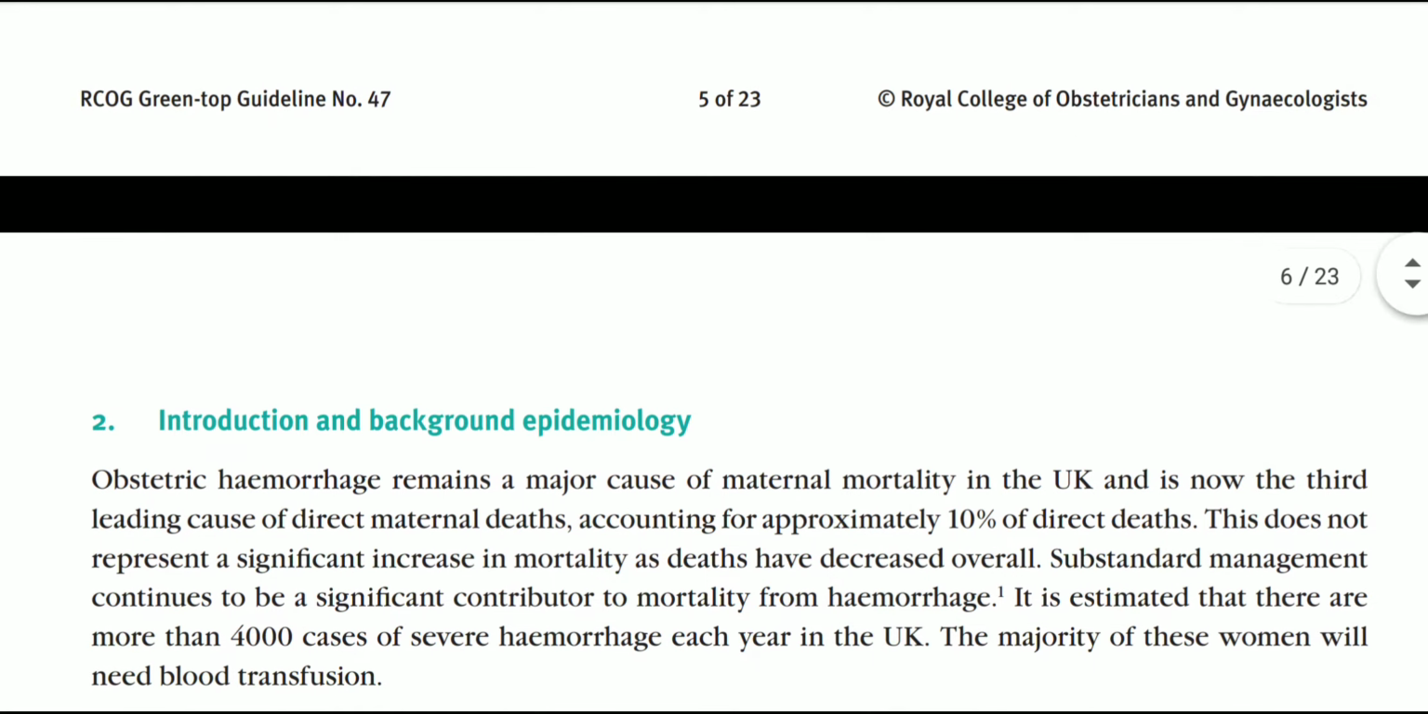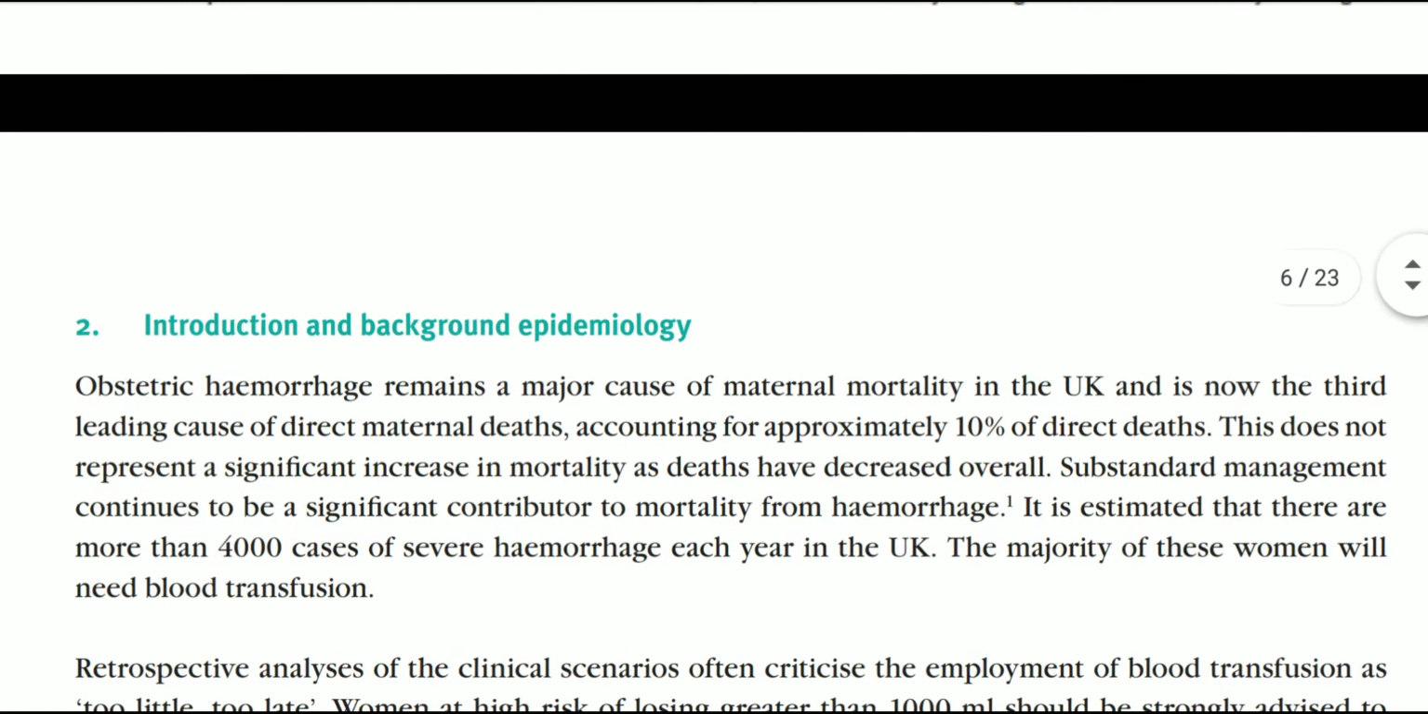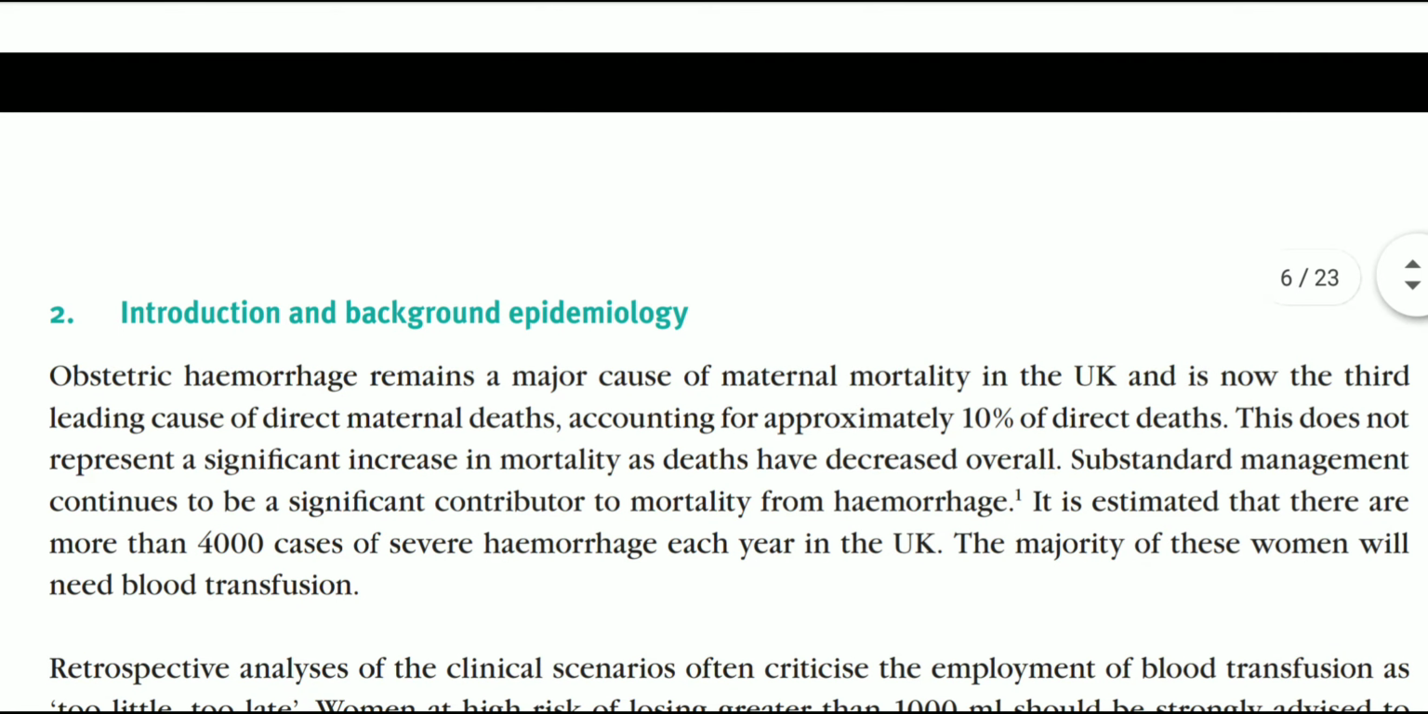Now coming toward the introduction and background epidemiology, the main thing written is the risk of maternal mortality due to obstetric hemorrhage. Obstetric hemorrhage remains a major cause of maternal mortality in the UK and is now the third leading cause of direct maternal death. The first leading cause is VTE, venous thromboembolism, second is hypertensive disorder, and third is hemorrhage. I'm talking about direct maternal death, and it accounts for 10% of all direct maternal deaths.